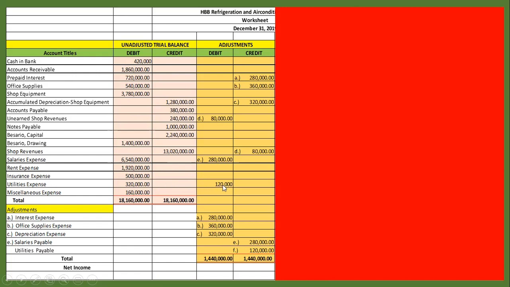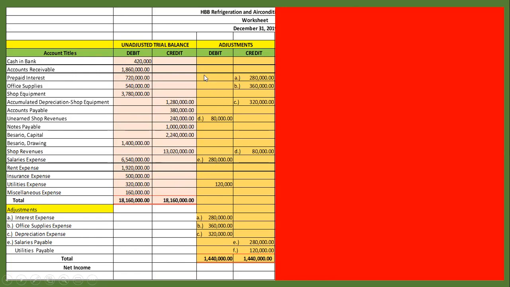So you just post the amount on the opposite side, the debit side of the adjustment column, 120,000, and then provide for utilities payable since it's not available yet. So utilities payable on the credit side, 120,000. So we're done with our posting.